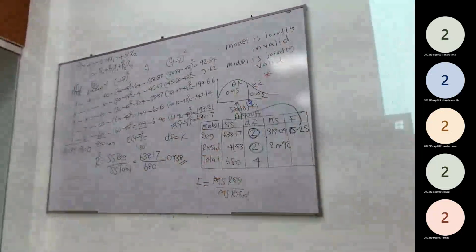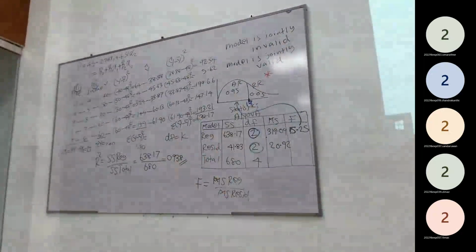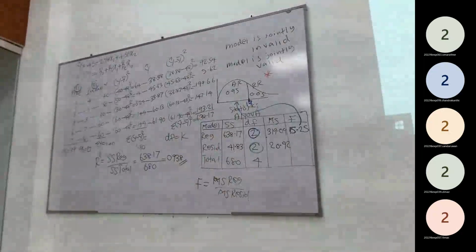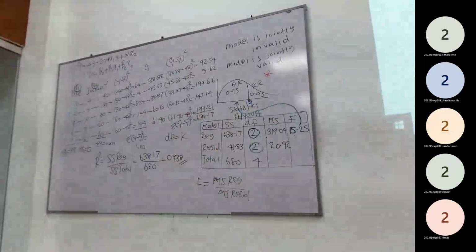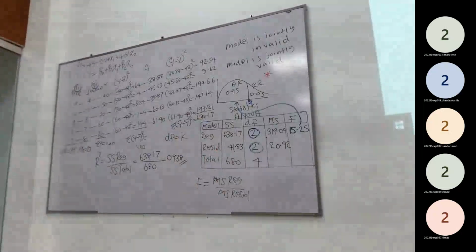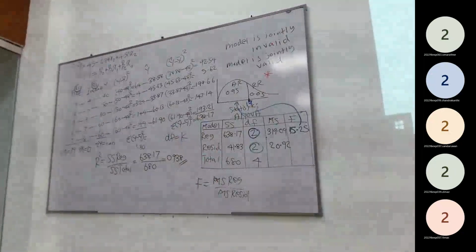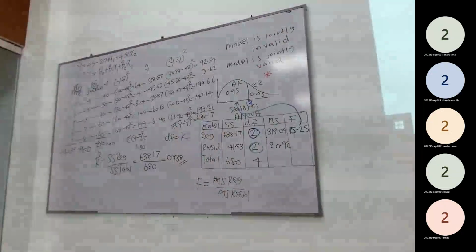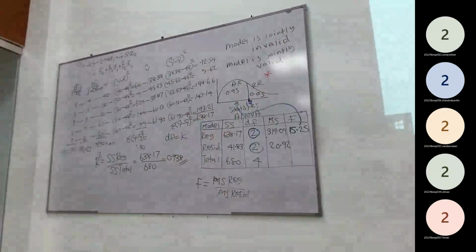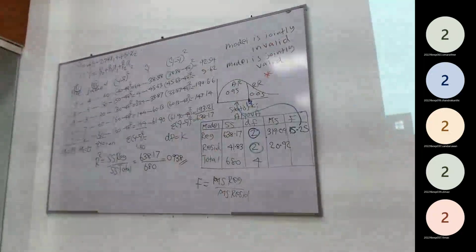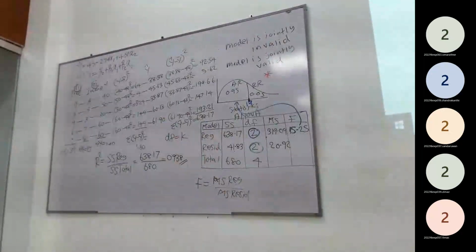Right, now write down: according to R squared, 93.8% of demand has been explained by the model. Model is nicely fitted.